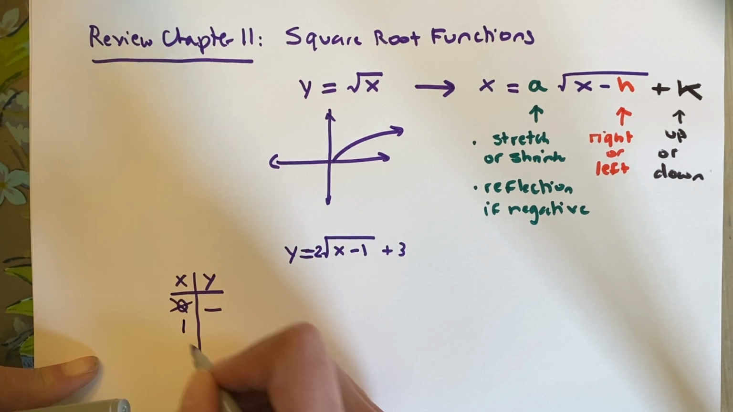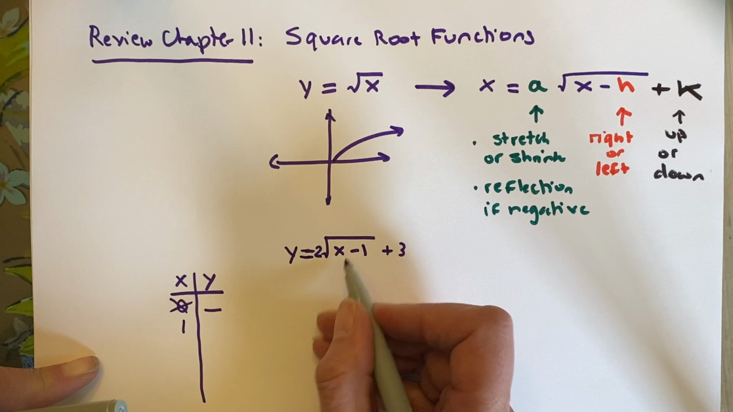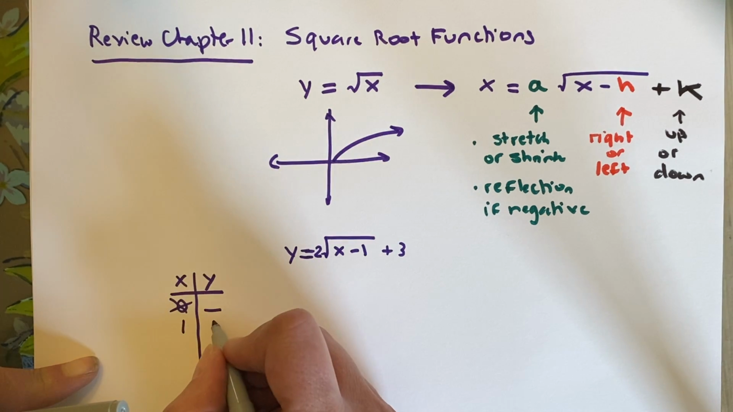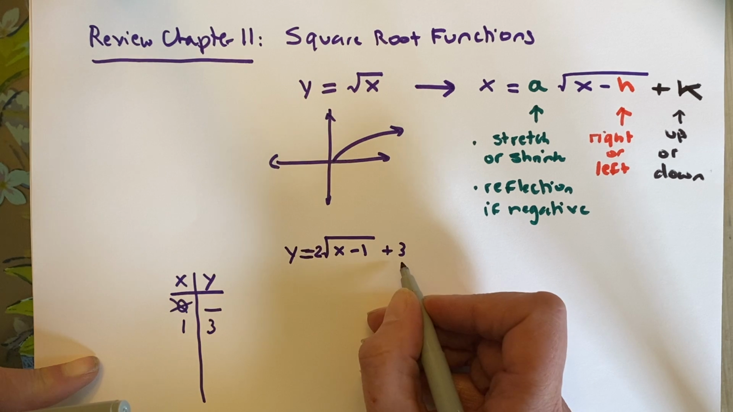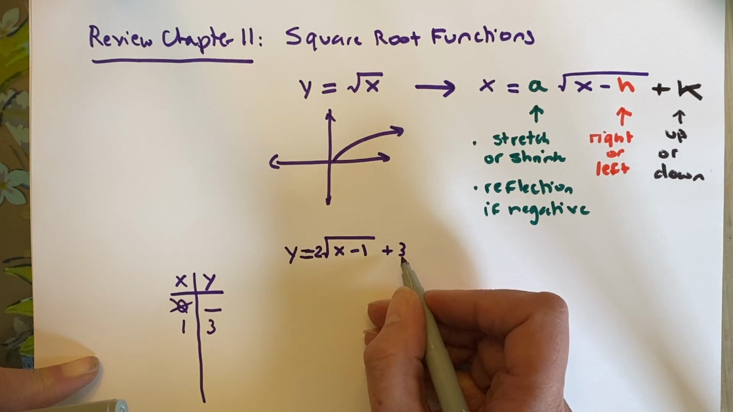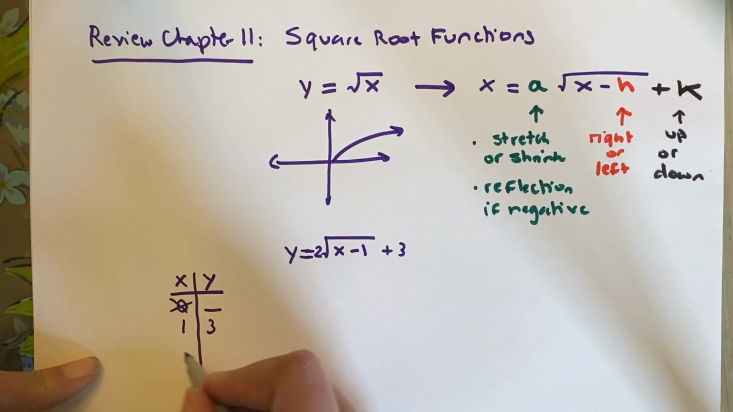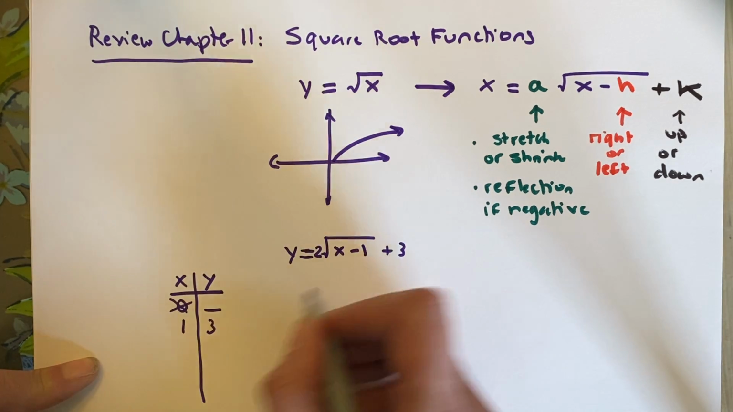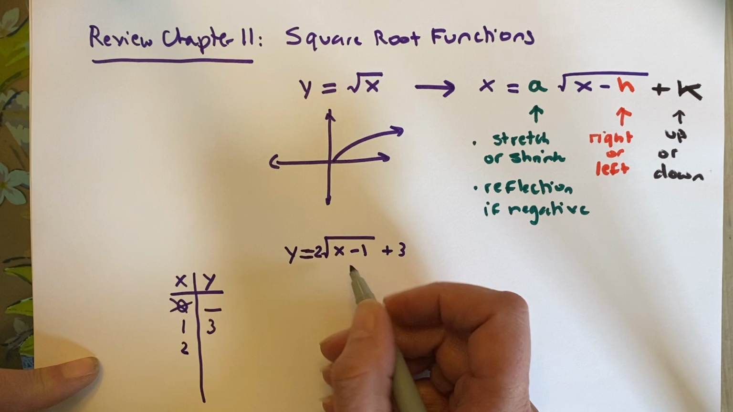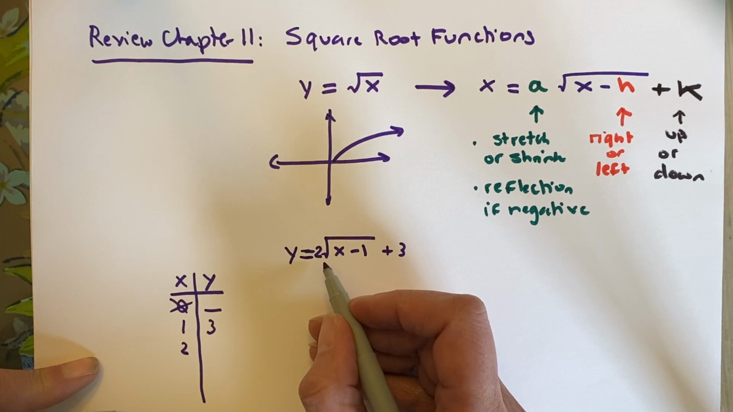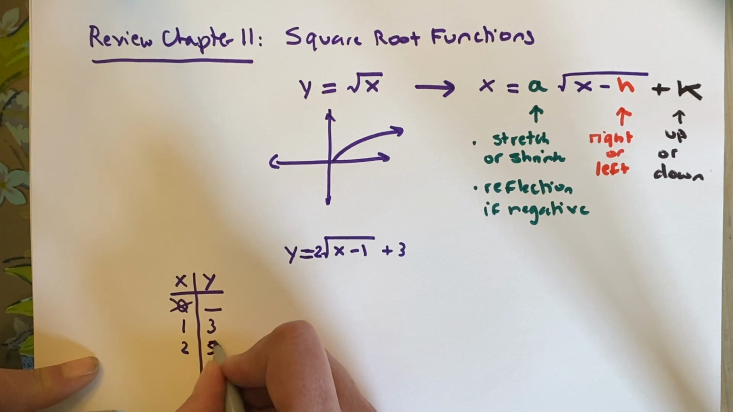Can I put in a 1? Yes, I can put in a 1 because I get a square root of 0 times 2, which gives me 0. That's perfectly workable. And of course that works well because that tells me I'm starting at 3. Then if I put in a 2, I get 2 minus 1 is 1 times 2 is 2 plus 3 is 5.